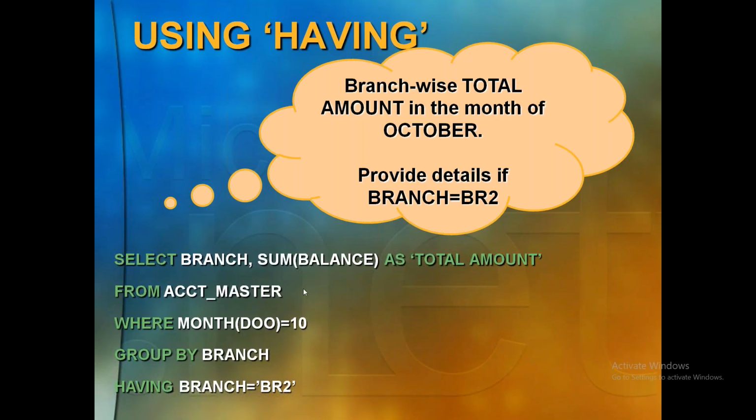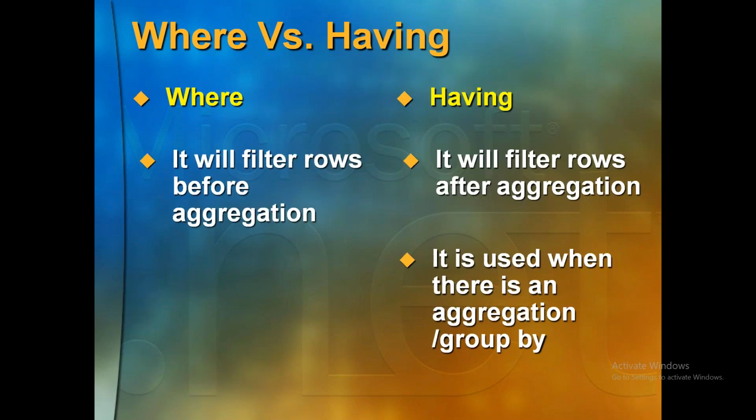So this is completely irrelevant and wrong query, but you're able to get the data. There is no problem at all. So what is the difference between where clause and having clause? Where clause, it will filter rows before aggregation. Having clause, it will filter rows after aggregation. It is used when there is an aggregation and group by. If there is no aggregate function and group by clause, having clause must not be used.